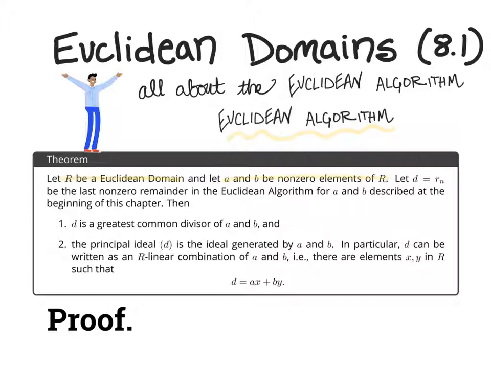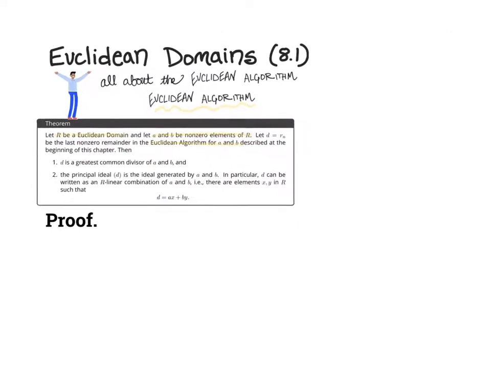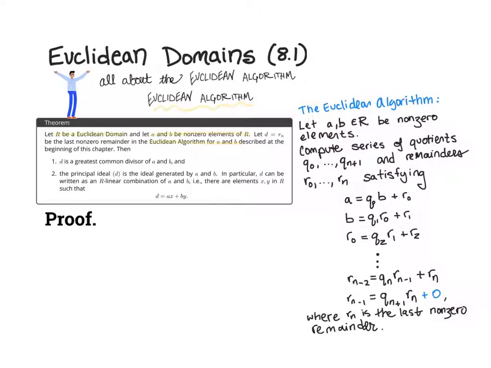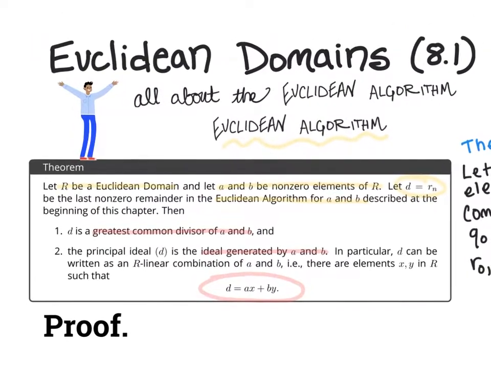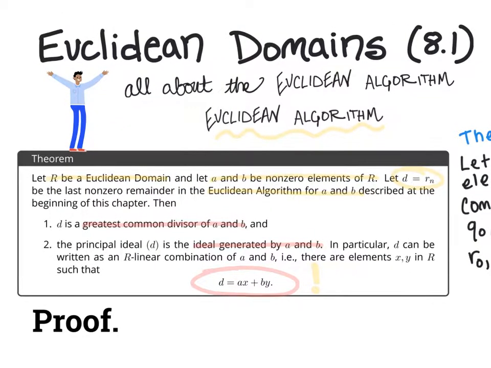applying the Euclidean algorithm, right, which consists of doing these repeated quotient and remainder calculations, if we take the last non-zero remainder in the Euclidean algorithm for A and B, then that last non-zero remainder is the greatest common divisor of A and B, and the principal ideal generated by that last non-zero remainder is exactly the ideal generated by A and B. It follows from that we can write that last non-zero remainder, the greatest common divisor, as an R linear combination of A and B. So we're translating these powerful tools from the integers into this general Euclidean domain ring theoretic context.